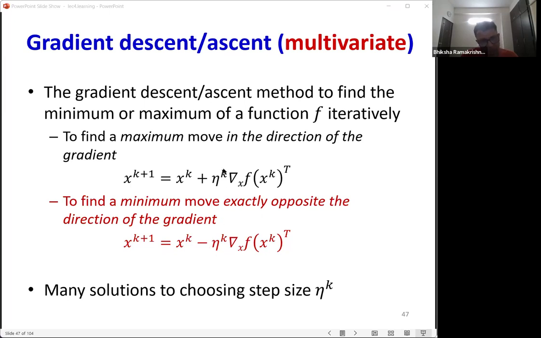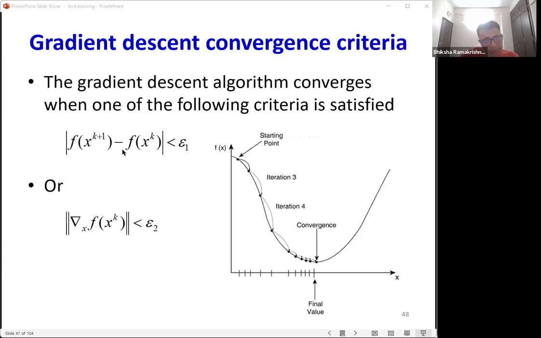The scaling term is something, there are many solutions to choosing it. We'll see some of those later, okay? So that's what we will do. We start off at some point, take a step against the gradient, keep doing this. When do we stop? We can stop when the derivative is 0, right? Or we can stop when the additional steps don't change the function very much.